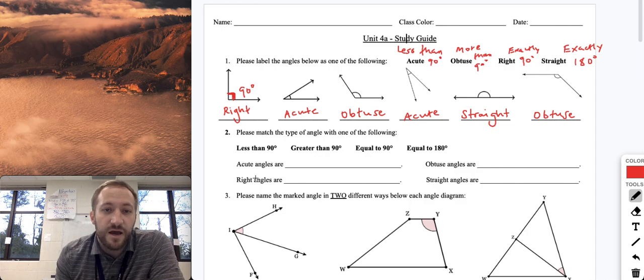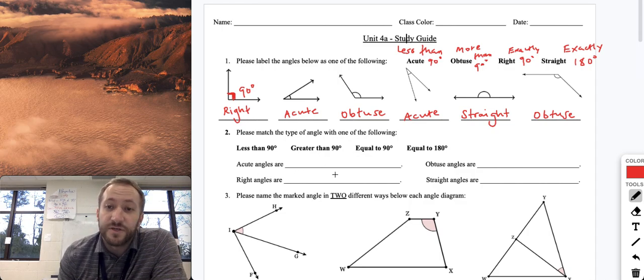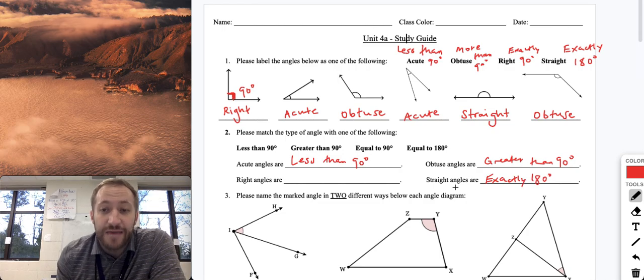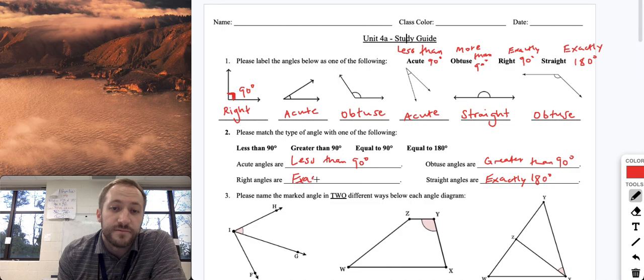Let's look down here at the next one. Please match the type of angle with one of the following. So this is just what we did. Acute angles are less than 90 degrees. Obtuse angles are greater than 90 degrees. Straight angles are exactly 180 degrees. They're a straight line, which is where the name comes from. And right angles are exactly 90.